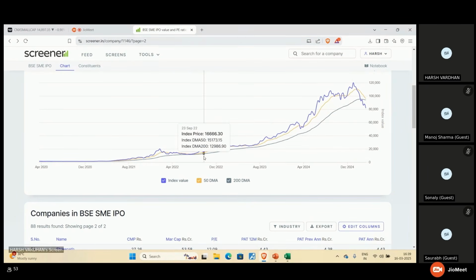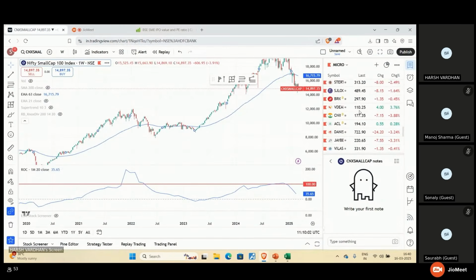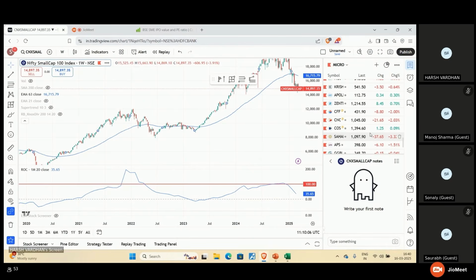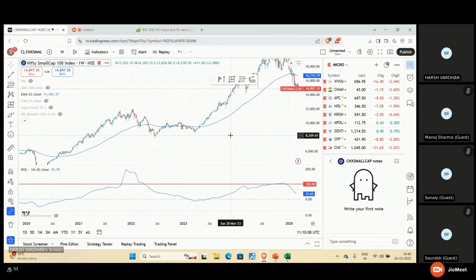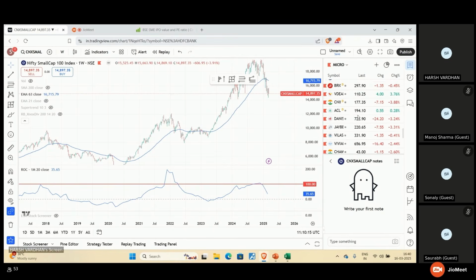So this is the problem with the BSE SME IPO index, that it only reflects the IPO market of the SME companies and not the entire SME market. That's why you can't apply the ROC indicator. If we do, let's see what happens. I think I have applied it and it goes to 2000, 1500 type of levels. So it is always better to follow the ROC indicator on the small cap index for your micro cap segment as well.